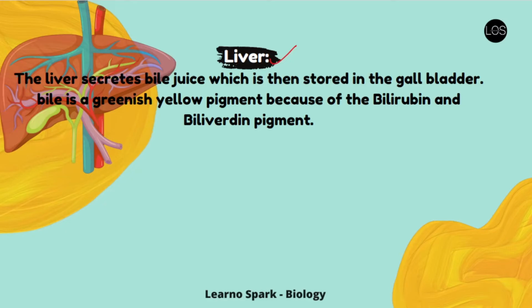The liver secretes bile juice which is then stored in gallbladder. So liver is responsible to secrete bile juice which, after the secretion, is stored into gallbladder. And if we talk about the color of bile, it is greenish yellow because of the presence of two pigments, that is bilirubin and biliverdin.